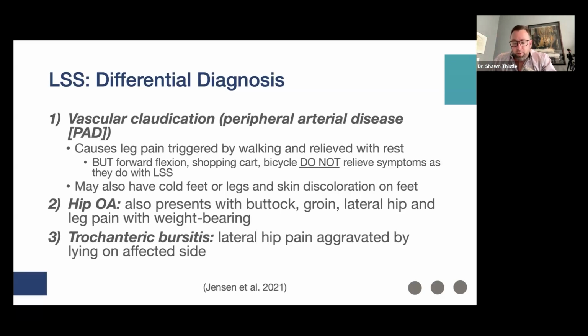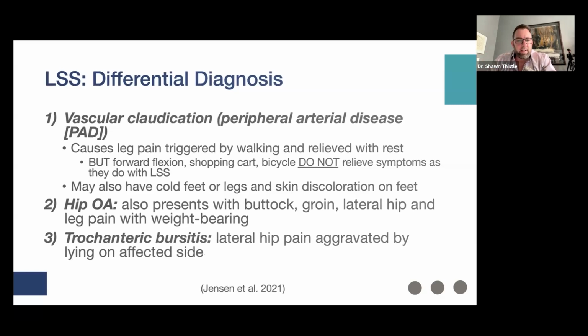Hip OA is another one. If you join me for the two-part webinar on musculoskeletal mimics of lumbosacral radiculopathy, we talked at length about hip osteoarthritis. It can also present with buttock, groin, some leg pain, lateral hip pain, and change with weight bearing and so on. So we have to keep that in mind. Trochanteric bursitis can also have lateral hip pain aggravated by lying on that side, but you won't see the relationship to activity in the relief position from flexion with that condition.